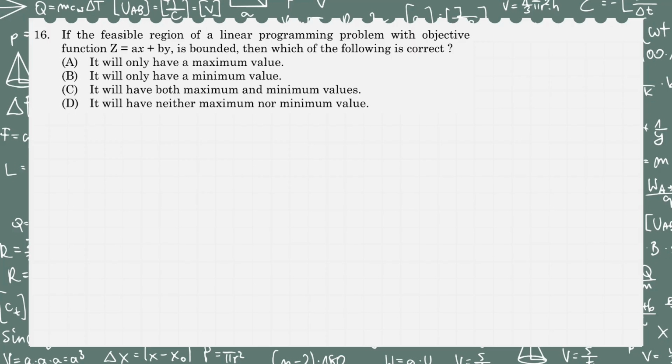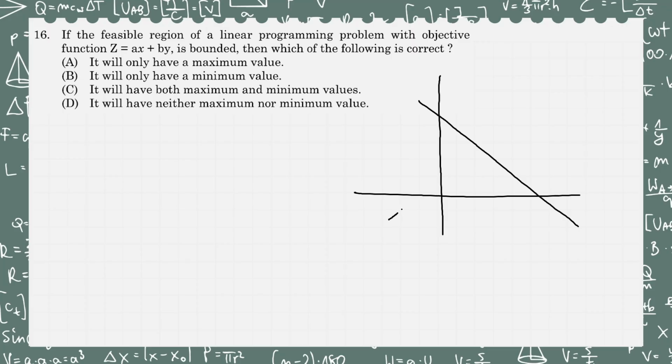If the feasible region of a linear programming problem with objective function z equal to ax plus by is bounded, then which of the following is correct? So for you to understand, let me randomly draw something. Suppose we have some line like this and another line going like this.